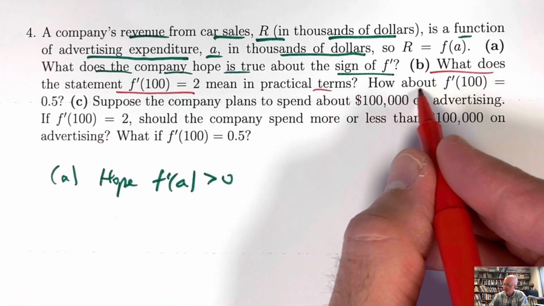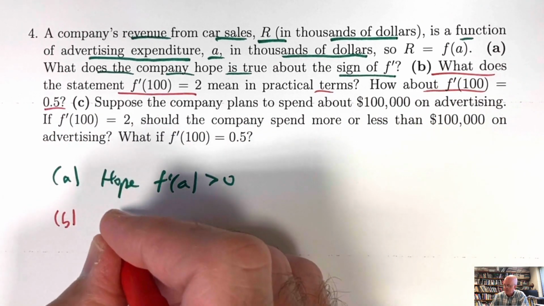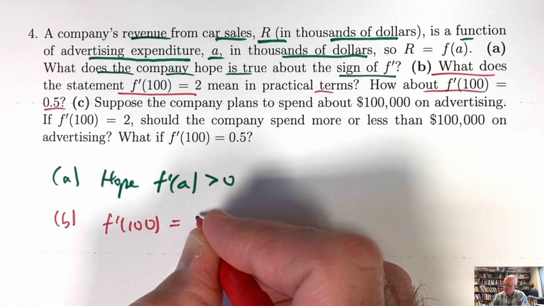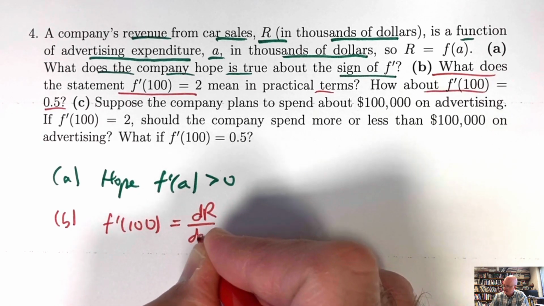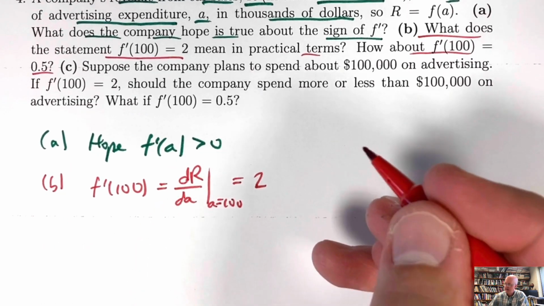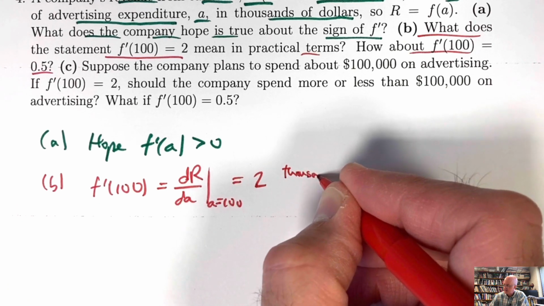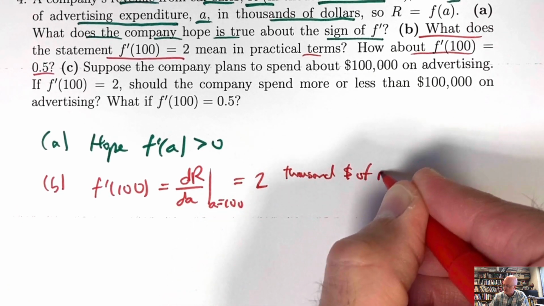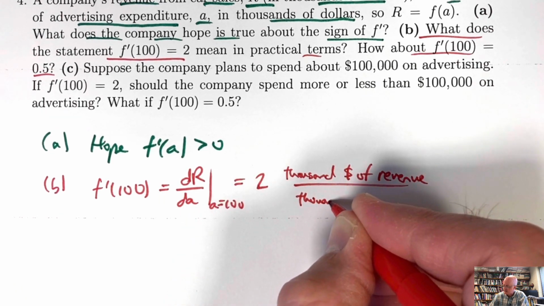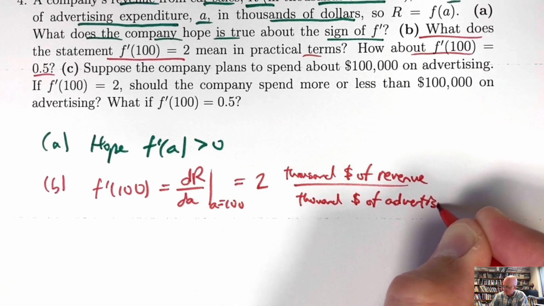Part B, what does the statement f prime of 100 equals 2 mean in practical terms, and how about f prime of 100 equals 0.5? Well, these are rate of change statements. They are derivative statements. F prime of 100, using Leibniz notation, would be dR/dA, evaluated at A equals 100, and it is 2 here. Let's go ahead and use units: $1,000 of revenue per $1,000 of advertising. That is a rate of change.